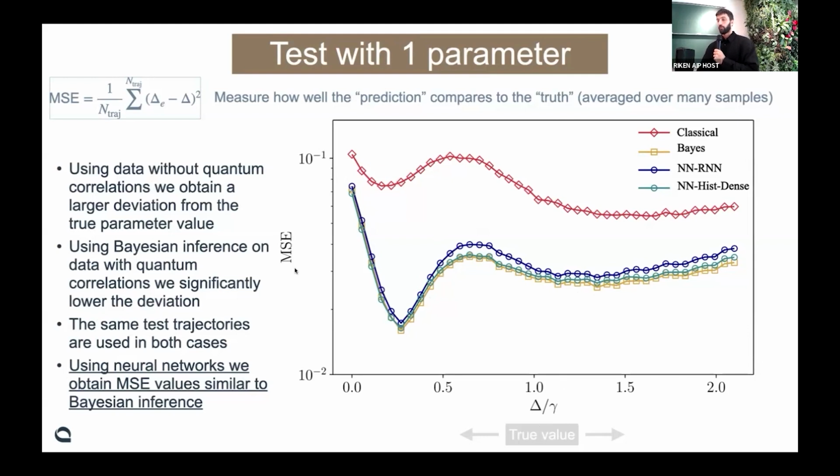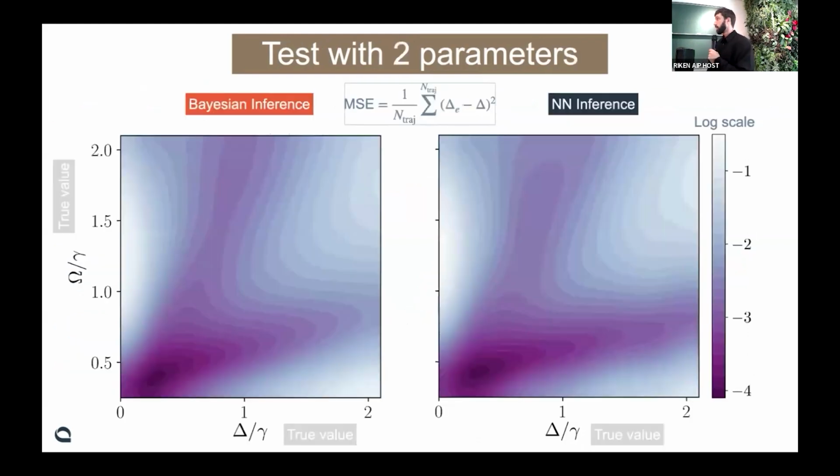So here, for one parameter, we are demonstrating that we can get as good estimations of the parameter as the Bayesian statistical analysis. This is a case where we're trying to estimate two parameters at the same time. On the left is the full posterior from Bayesian inference, and on the right is our neural network inference. And again, we can see that for the mean squared error, these are more or less similar.